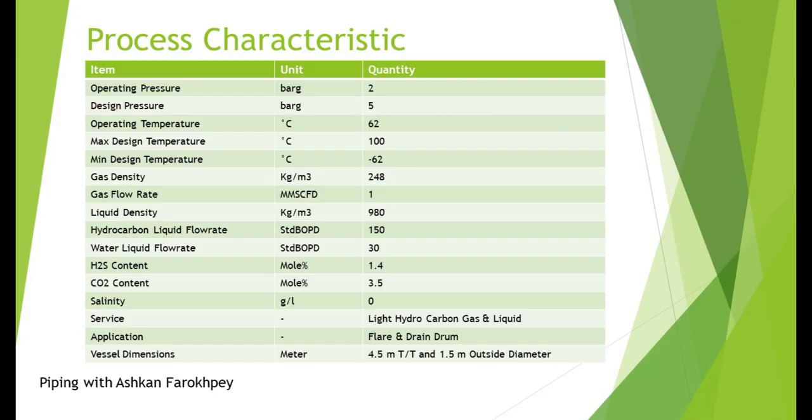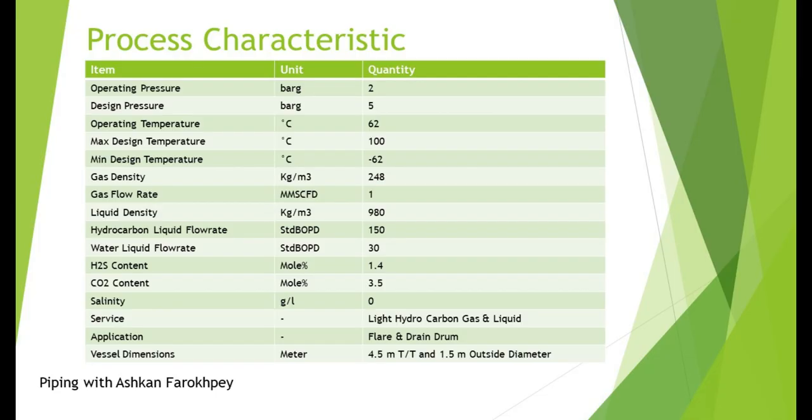Okay, well, recently in one of our projects we had to construct a pressure vessel with the following process characteristics. Based on this table, the operating pressure is 2 bar gauge, the design pressure equals 5 bar gauge, the operating temperature, maximum design temperature and minimum design temperature are 62, 100 and minus 62 degrees centigrade respectively. The gas and liquid density and flow rates are also mentioned in this table. The vessel's dimension and application are also specified here.